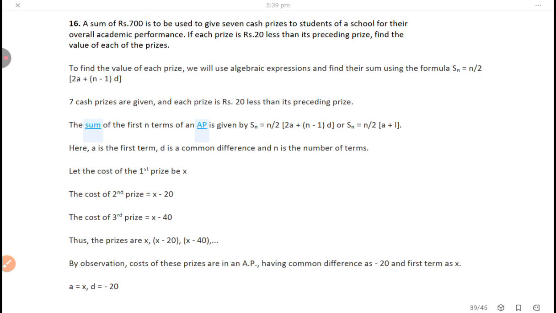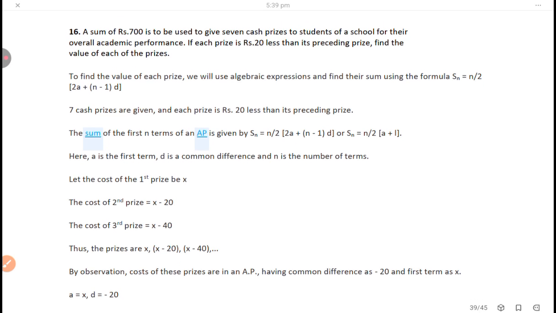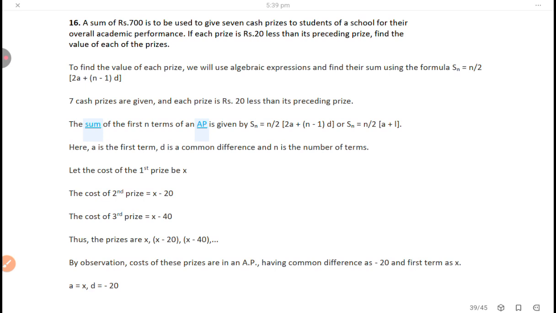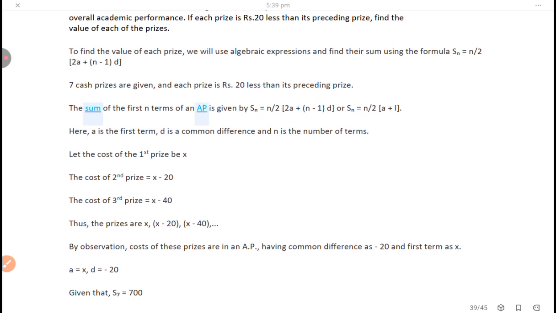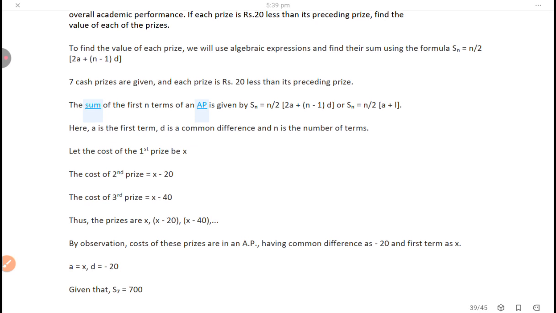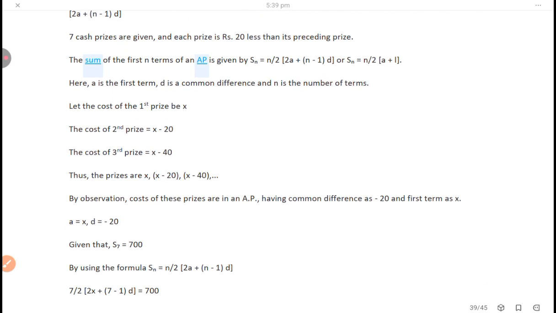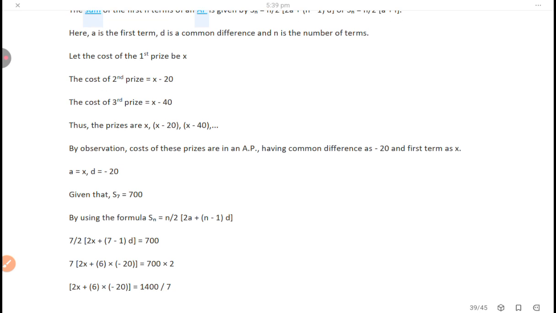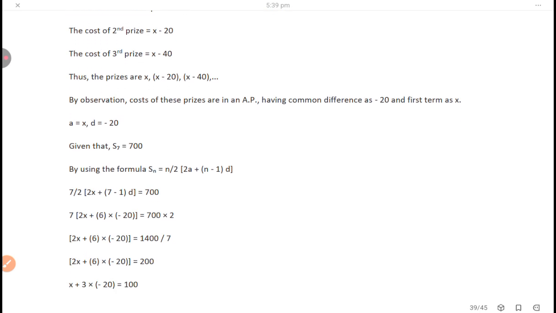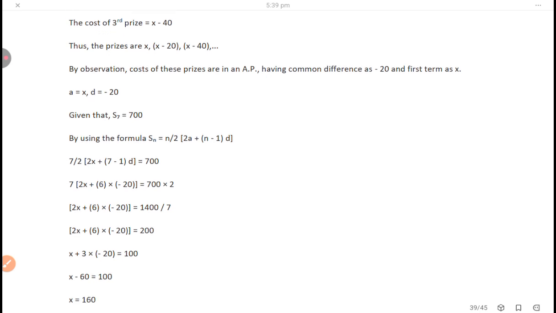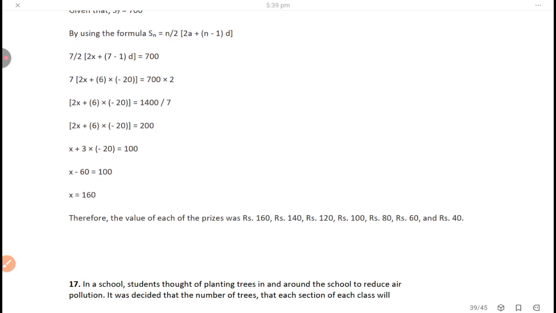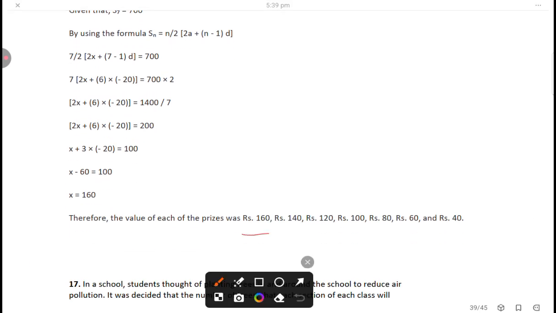The cost of the first prize is X, suppose. The second prize will be X minus 20, the third will be X minus 40. So the prizes are X, X minus 20, X minus 40, so they form an AP. The common difference is minus 20. So A is equal to X, D is equal to minus 20. You know Sn, so find the value of X. Therefore the value of the first prize X will be 160, and the prizes decrease by 20.